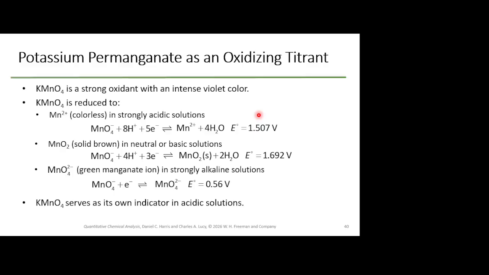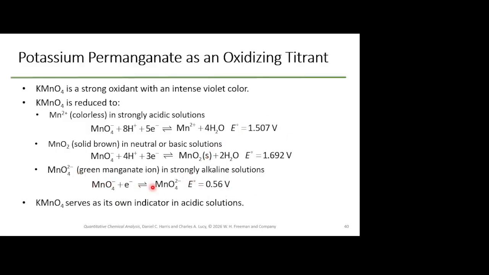So potassium permanganate actually reduces down to Mn2+. This is colorless in strongly acidic solutions. And so that would be the breakdown in acidic solutions right there. MnO2, if you've ever used this, you probably saw some brown specks in the bottle. And these are the brown specks. Or it may have turned cloudy and brown. If so, it's mostly broken down. And it's made MnO2, which is a solid and a brown color.